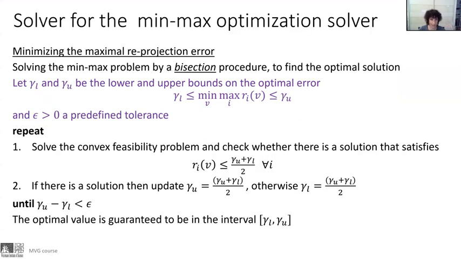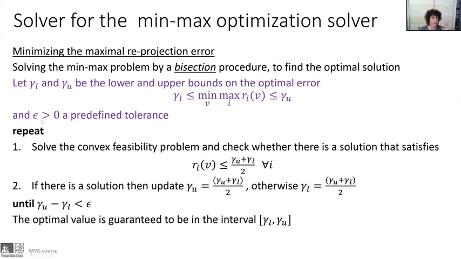And here it is, the pipeline. This is called the bisection procedure. We minimize the maximal reprojection error, and we solve the problem in the following way. First of all, we look for gamma L and gamma U, the lower and upper bound for the optimal error. We know how to do it. We just do it by the feasibility problem before. And such that the min max resides between gamma L and gamma U. We just discussed it before.